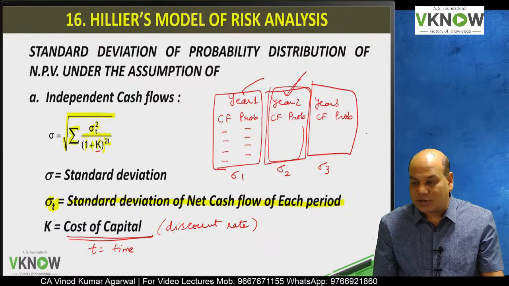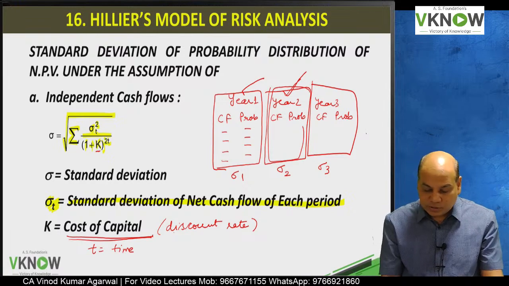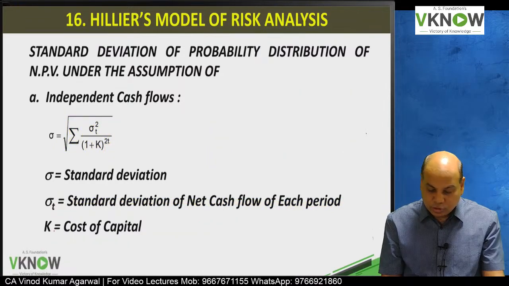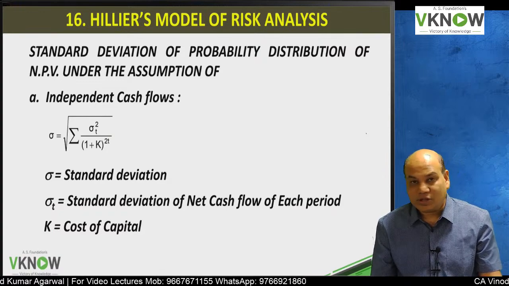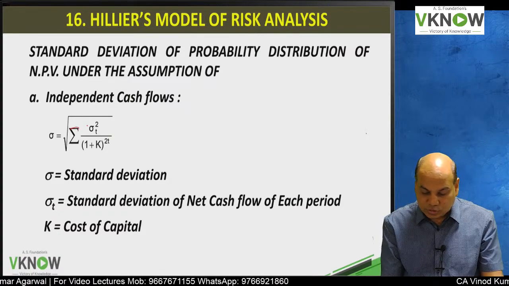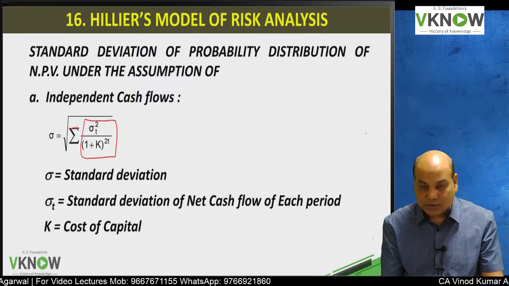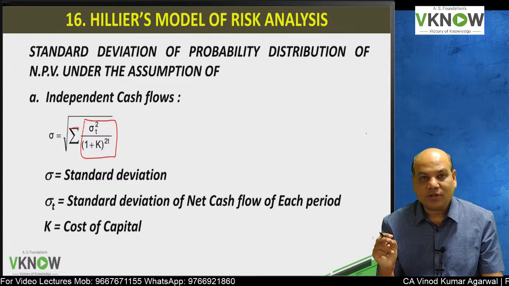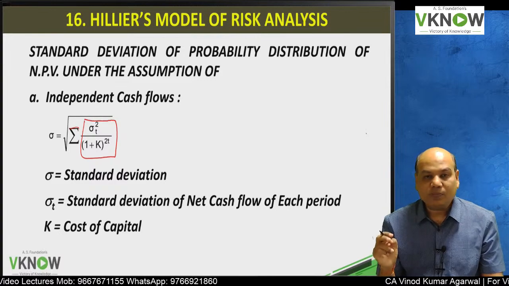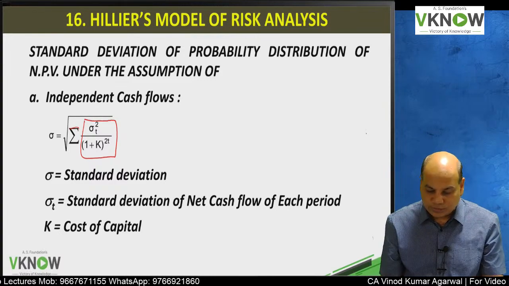Formula I will revise again. We will not be able to derive the formula in the classroom, and it is not required either. Under root summation. Summation means you will calculate this for each year, take the total, then take the square root: summation sigma t square upon 1 plus k to the power 2t.